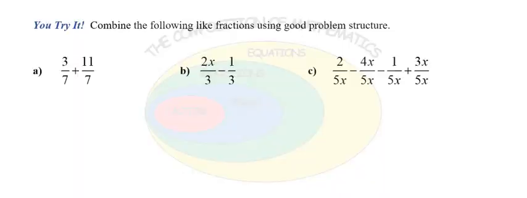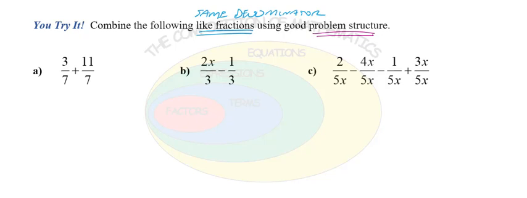Alright, so we want to combine the following like fractions. And like fractions basically just have the same denominator, right? So when we talk about like fractions, we have the same denominator. And again, I want to pay attention to problem structure here. This will help us transition into algebraic expressions.